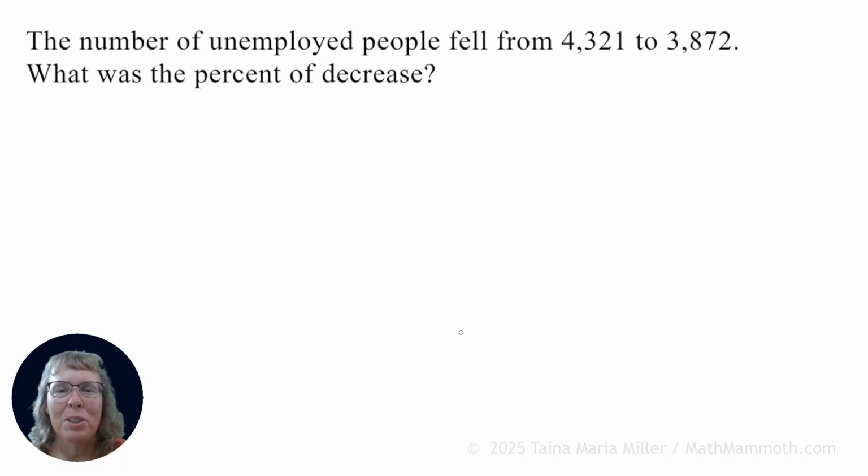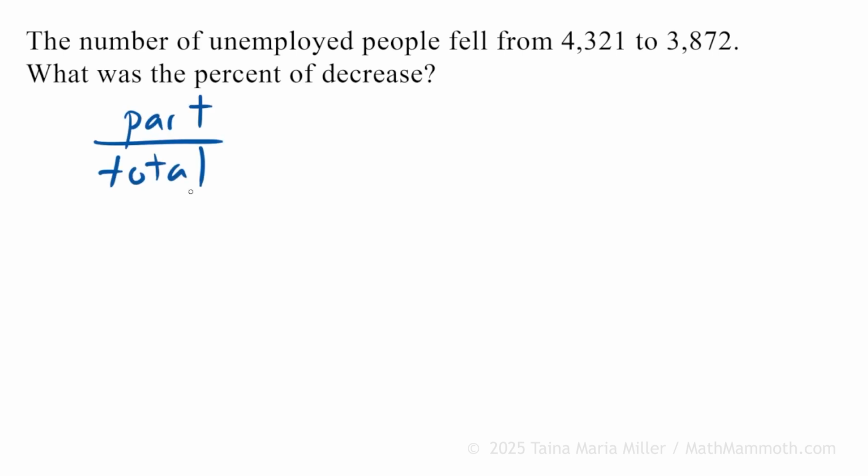Now I want to remind you of another important principle in calculating with percents, and that is the percent of change. How did that work? It is based on the basic idea of percentages, which is that percentages are always fractions, in particular fractions of the form part over total. And so we always write a fraction and then change it into a decimal and into a percentage. In this case, when the number of unemployed people fell from one number to another, what was the percent of decrease? We look at the difference in the number of people versus the total number of people they used to be.